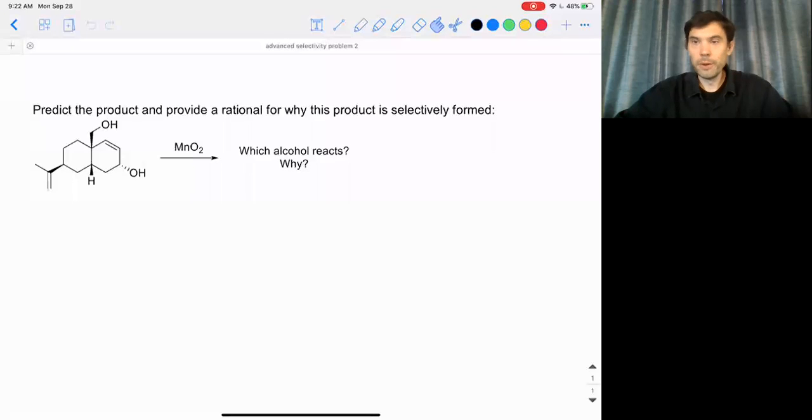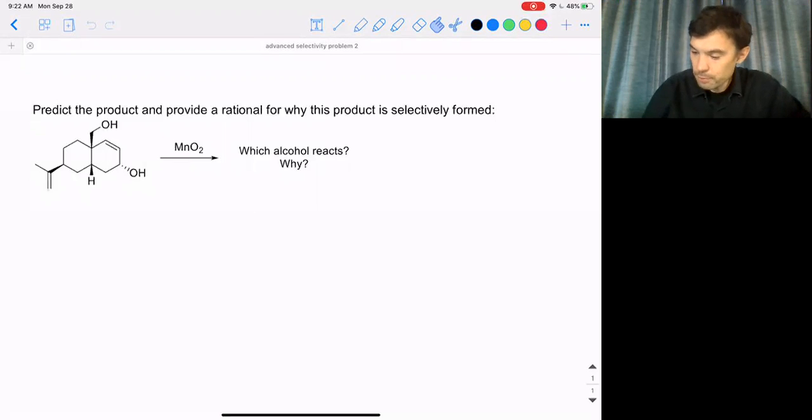All right, hello everybody. In this take on Professor Carbon, we're going to go over two problems. Both of these are in what I would consider the advanced arena, and both of them address some issue of chemoselectivity, that is, being able to selectively react one functional group in the presence of a very similar second functional group.